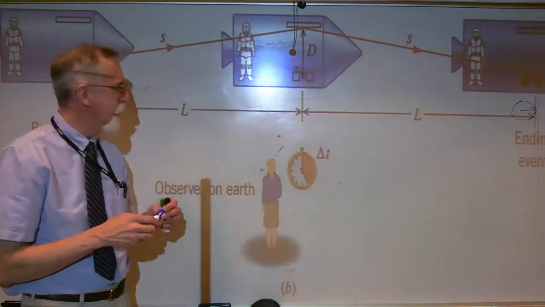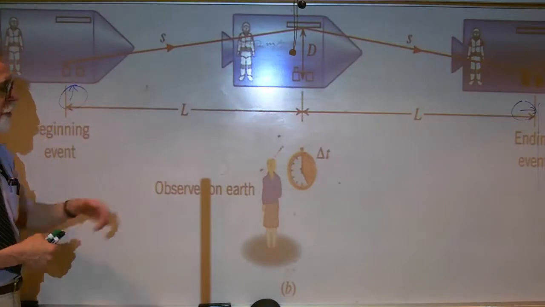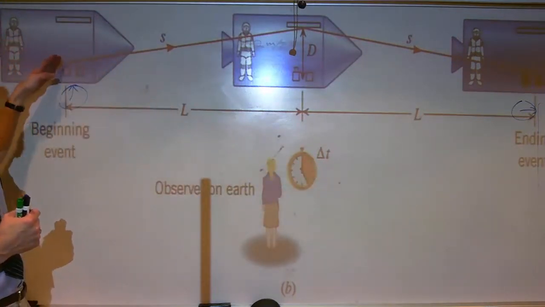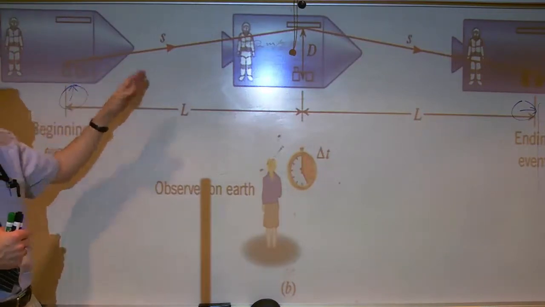Now you might say, well, that's kind of silly. Why can't she use a single clock? Well, to use a single clock, we would have to wait for the light to travel from one event over to here.